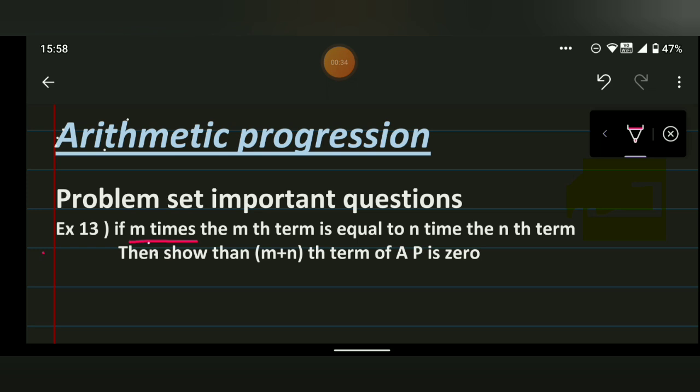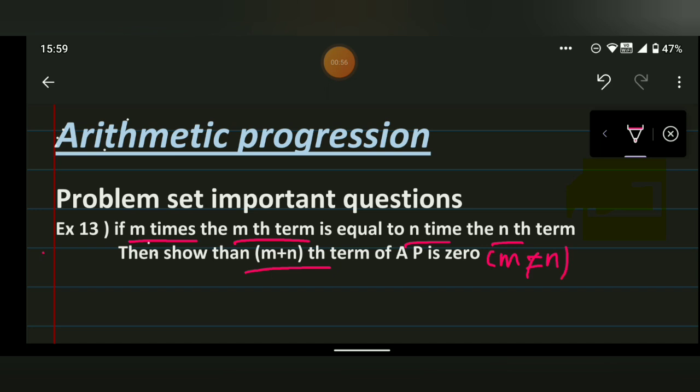If m times the mth term is equal to n times the nth term, then we have to show that the (m plus n)th term of the arithmetic progression is 0, provided m is not equal to n. m and n are different from each other.